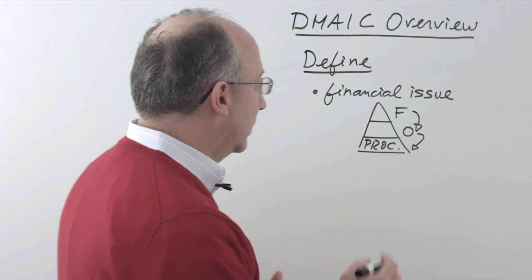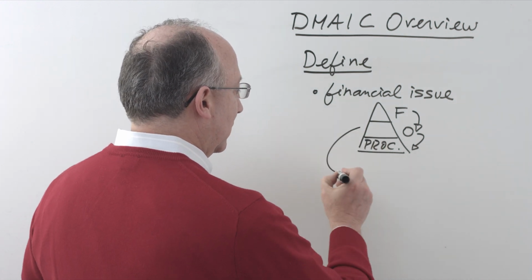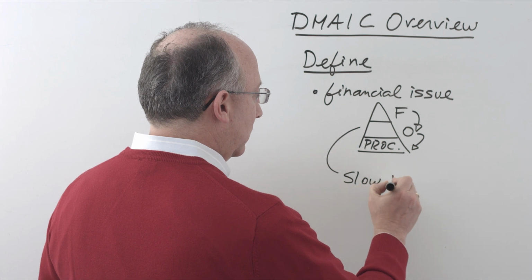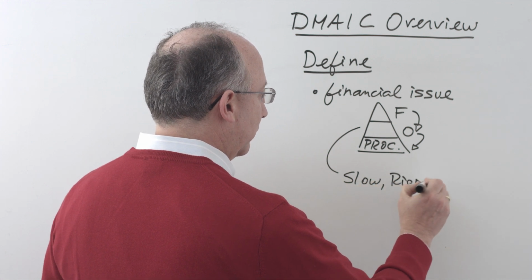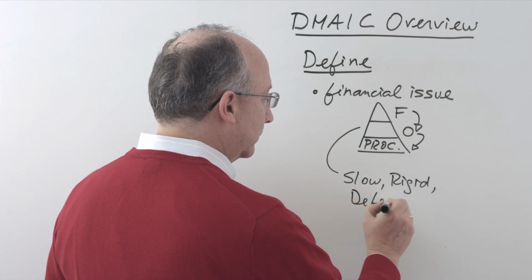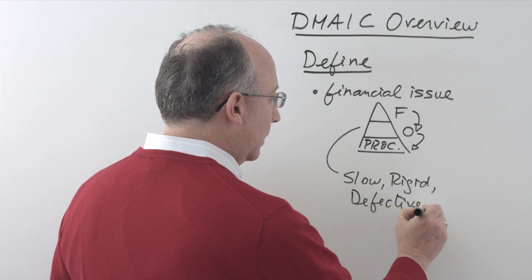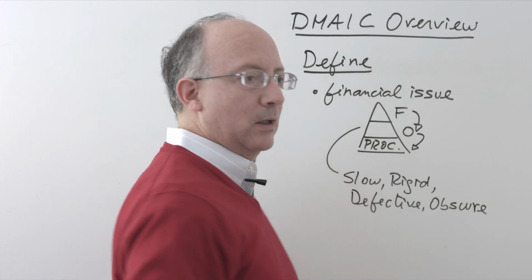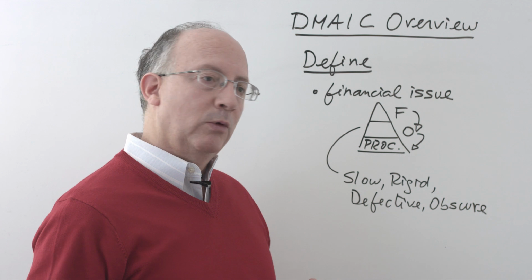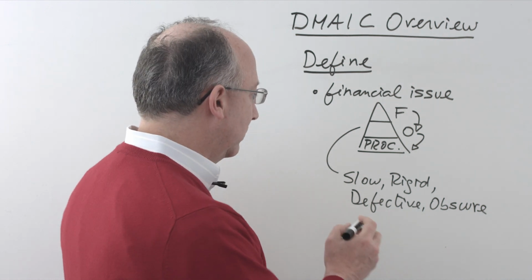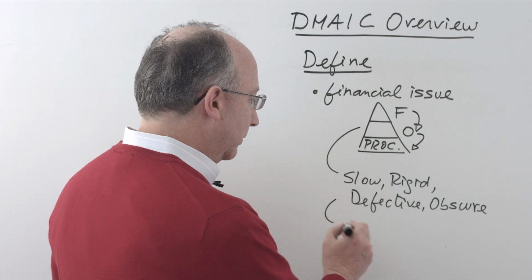And so here we will likely find that we're going to be talking about operations which are slow, rigid, defective, and also obscure. And we will be measuring this, and we will be analyzing the context in which all of this occurs. The context which is given by the process map.